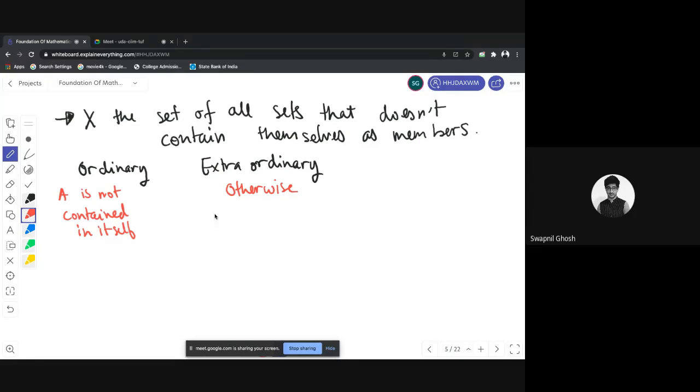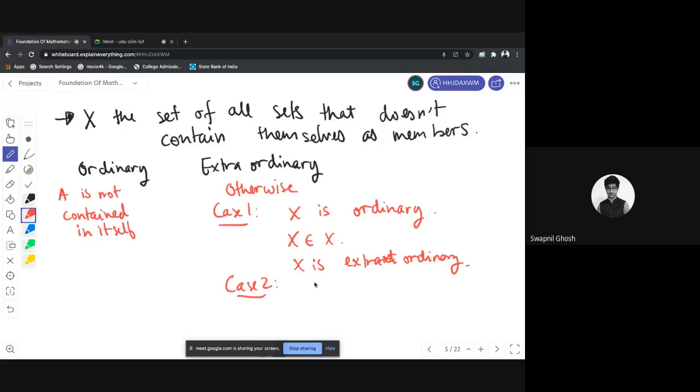Say case one, X is ordinary. Now look at the definition of X. X is a set of all sets that do not contain themselves as members, or in other words, X is the set of all ordinary sets, right? Now, if we assume that X is ordinary, then X will be an element of X. If X is an element of X, that means X contains X, so X is extraordinary. Pardon my handwriting. And so you see there is a contradiction over here. If we start with ordinary, we arrive at extraordinary.